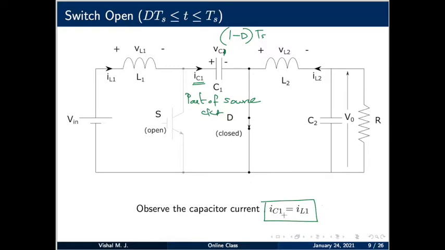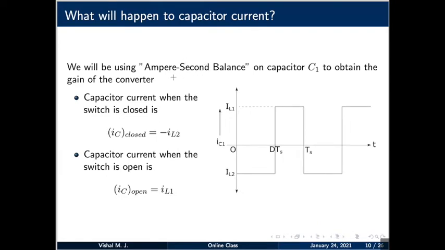When the switch was closed, IC1 was equal to minus IL2. Which means the capacitor current has only 2 values. When the switch is closed, it is equal to minus IL2. When the switch is open, it is equal to plus IL1. That is, the capacitor current is either inductor current 1 or inductor current 2. Okay. Now, we have found the current through the capacitor in both switch topologies. Now, let us do the analysis part.